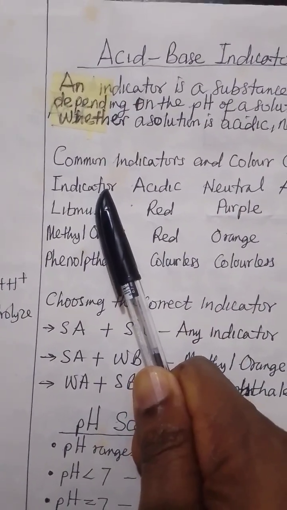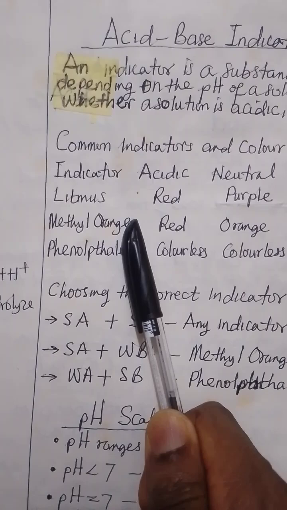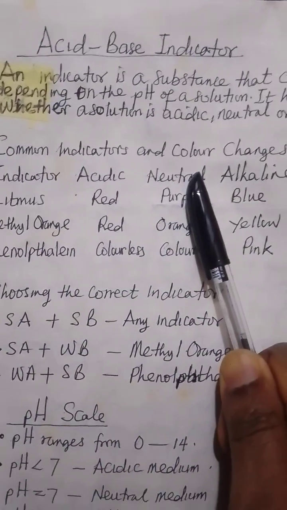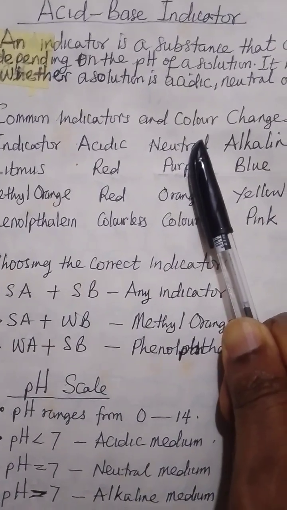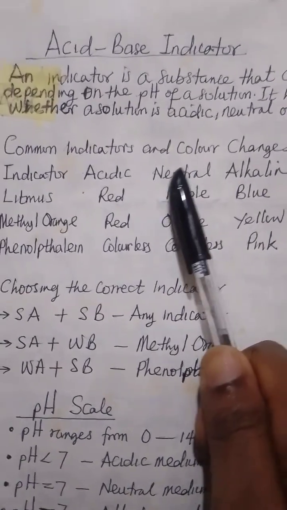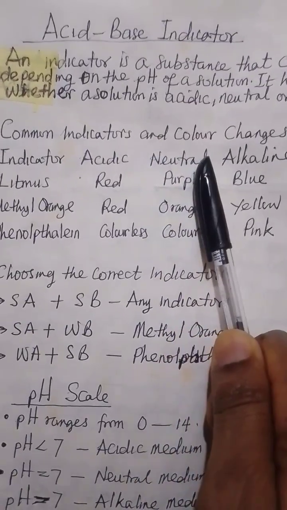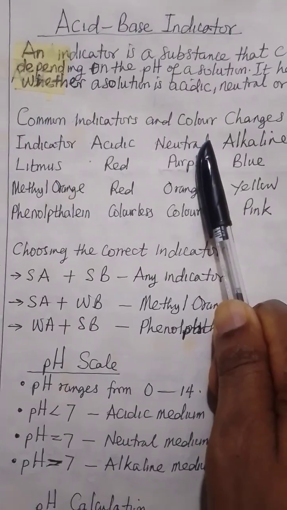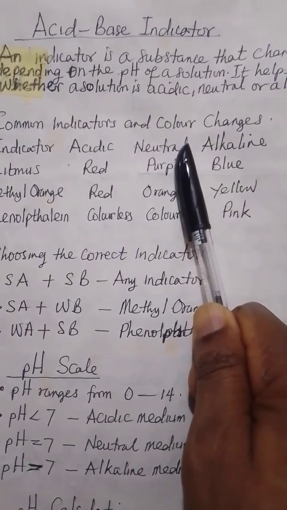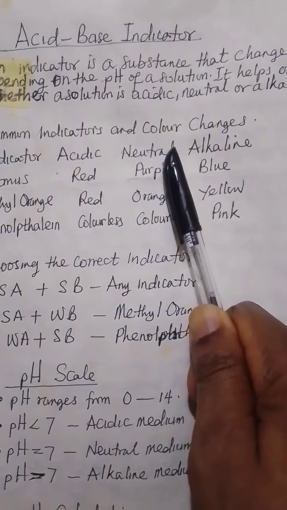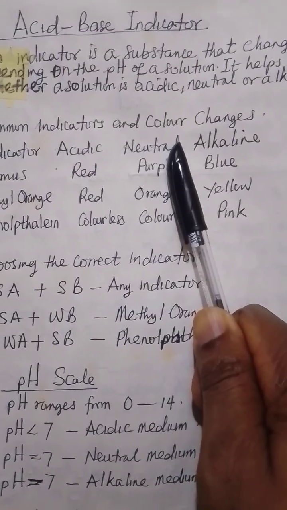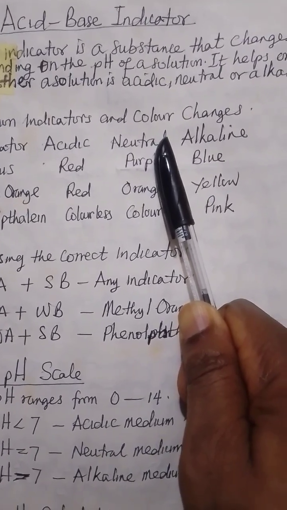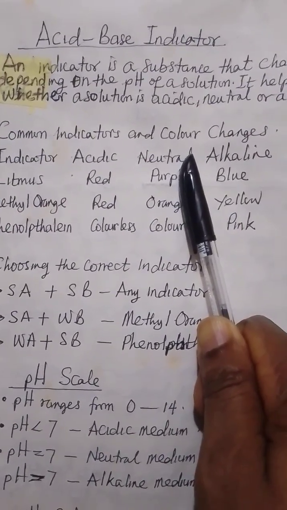So the indicators we want to consider are litmus, methyl orange, and phenolphthalein. This neutral here could also be taken as the endpoint during titration. Don't forget, the endpoint is that point where a base completely neutralizes an acid to form salt and water. So at that point we say the solution is neutral.